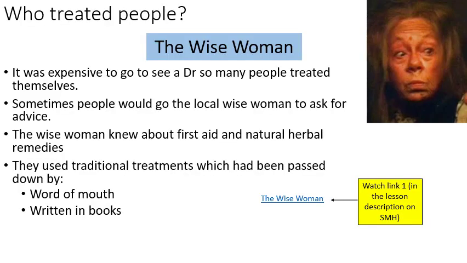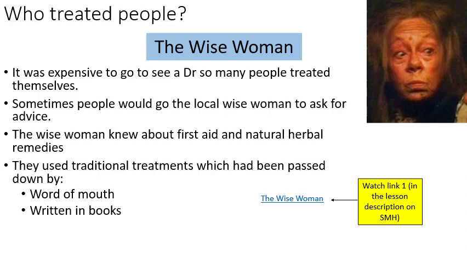So the next five slides are just me talking, so there aren't any specific tasks. You can see on this slide the yellow box where it says watch link 1 in the lesson description on Show My Homework. If you go into Show My Homework where I've written what you need to do today, you'll see the link there to this clip. It's only a quick little funny clip from a really good TV show called Blackadder, which your parents probably remember, but you wouldn't know. It's got the guy from Mr. Bean in it, and it's very funny.